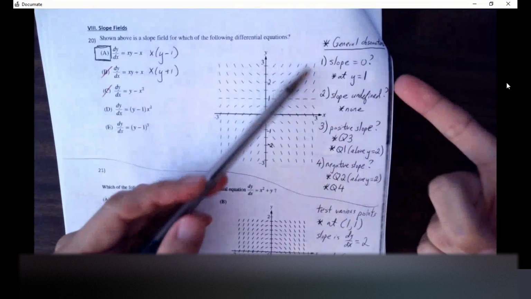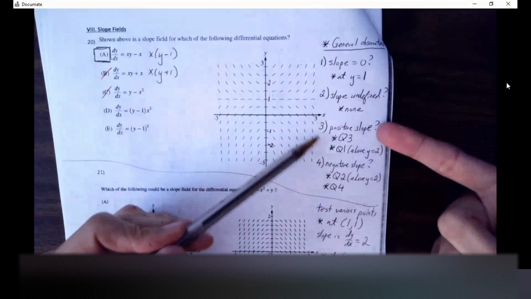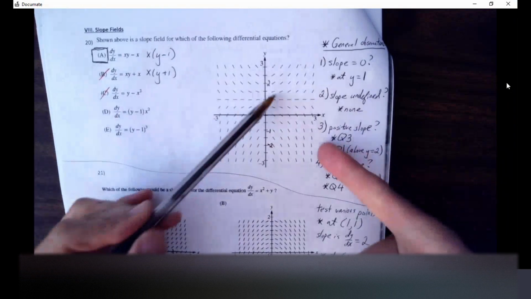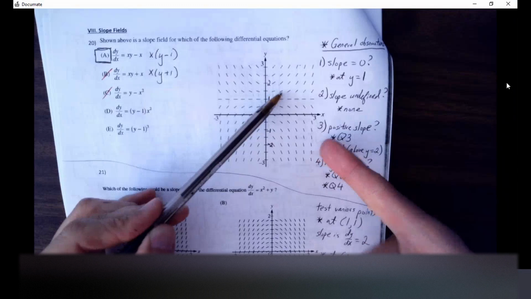Matching slope fields, this is good to know. I would say this is a pretty strong chance of showing up. So look for slope 0, slope undefined, slope positive, slope negative. If you can gather some information, you should be able to use that to help you eliminate the wrong choices. Because if it's a true correct choice, then any ordered pair that I see, I should be able to plug that ordered pair directly into the derivative and get that slope, whether it's positive, negative, 0, or undefined, depending on what the derivative is telling it should create.